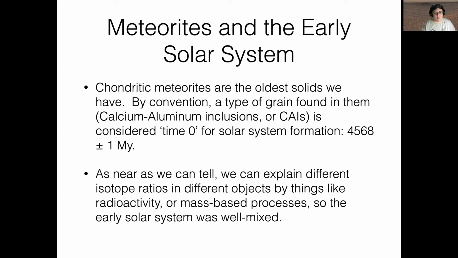And one of the interesting things is we can explain a lot of the different isotope ratios in the rocks of different objects by radioactivity, some of those short-lived radioisotopes, or other processes based on mass, as we talked about earlier, so that it tells us that the solar system started pretty well mixed.